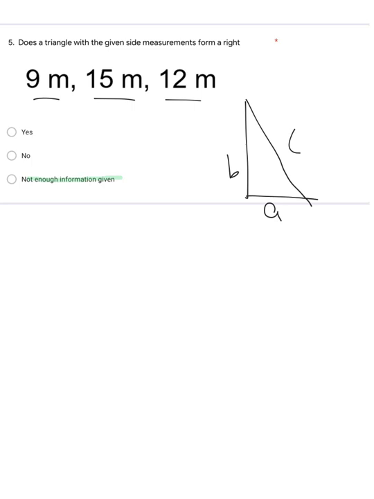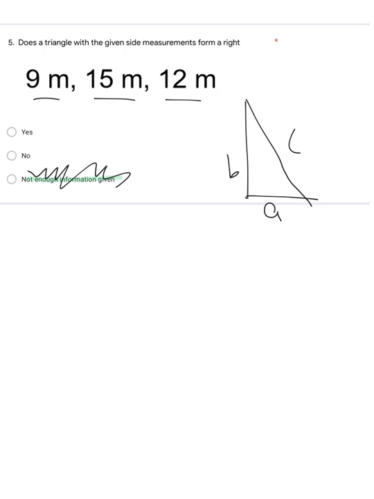If they only gave us two side lengths, like 9 and 15, that would be not enough information, because we would need to know something else about that triangle in order to prove if it was a right triangle or not. But we have three side lengths, so we are given enough information. So option C, we'll call it that last option, wouldn't apply here. So now we're asked, will it be a right triangle, yes or no?